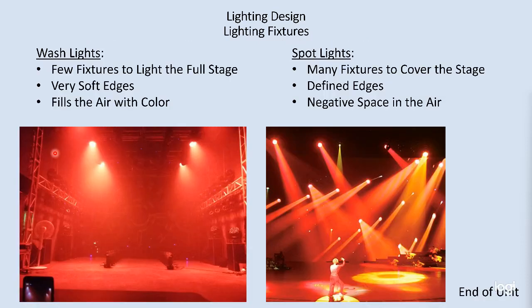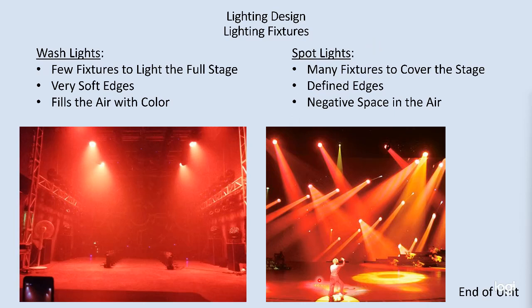And then there's a spotlight that is generating this color accent on this performer in the center. So with wash lights, very few fixtures are needed to light a full stage. We don't need as many. You'll note that the edges are very soft. You can't define an edge in this image anywhere. These are just four very powerful lights, and you'll see that they just fill the air with light. It fills the space with light with just very few fixtures in a very saturated environment.